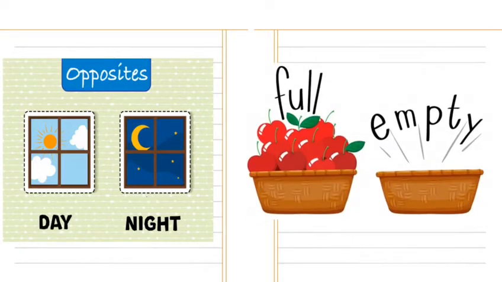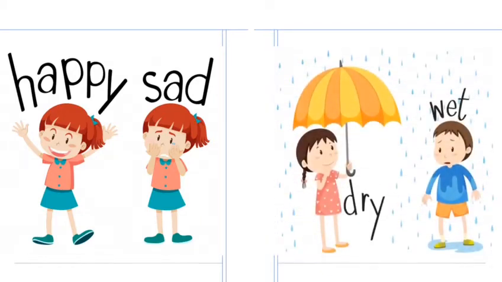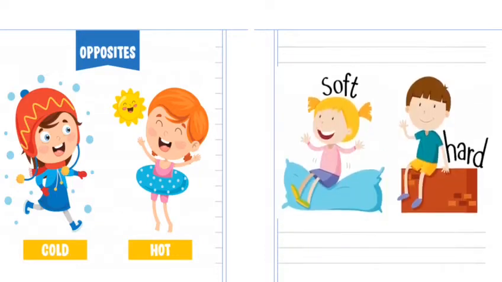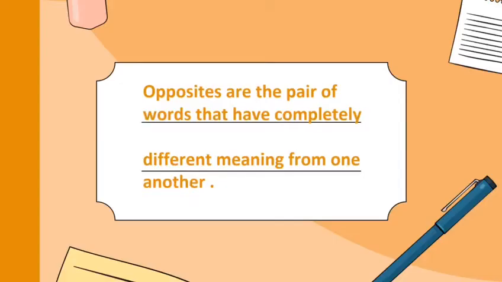One basket is full and the other one is empty. One girl is happy and the other girl is sad. The girl is dry but the boy is wet. It is cold in winters and it is hot in summers. The pillow is soft but the wall is hard.